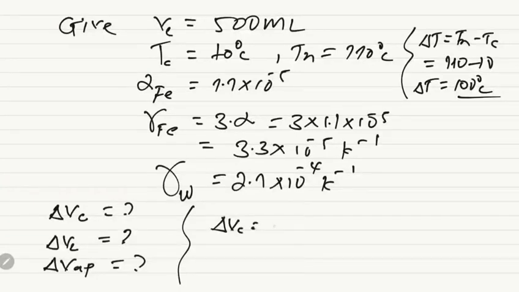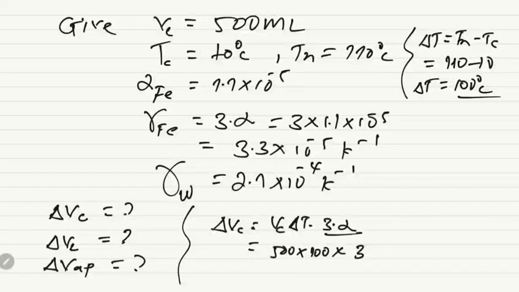The change in volume of the container is V colder times the change in temperature times 3 times alpha. We have already calculated 3 times alpha. This is equal to 500 cm cubed, which is the volume, times the change in temperature, which is 100, times 3 times alpha, which is 3.3 times 10 to the power of minus 5.